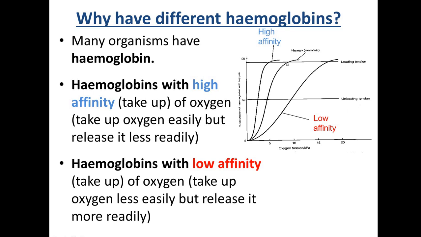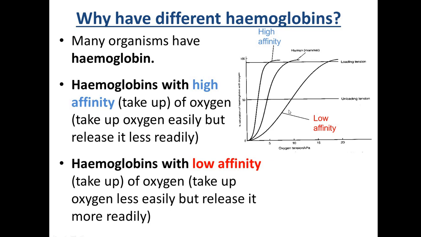So if they have a high affinity to oxygen, the curve will move to the left. So this is the normal curve of human haemoglobin. This is something that maybe lives in low oxygen concentrations or has a low metabolic rate. It has a high affinity for oxygen because it wants to take it up more easily, but isn't really bothered about giving it off in the tissues.